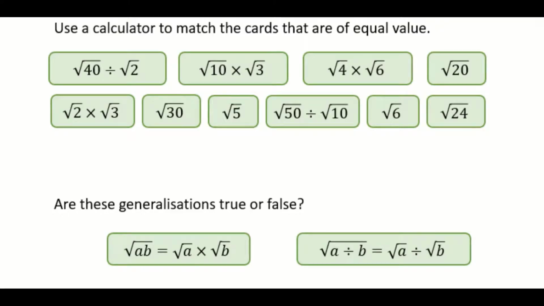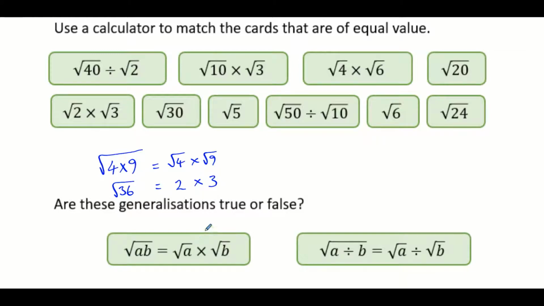Pause the video and have a look at these calculations. You should have found that these two generalisations are in fact both true. It's not very easy to prove it, but we can just show with some examples. For example, let's say A is 4 and B is 9. So we'd have 4 times 9, which is 36 on the left, square rooted, and on the right we'd have the square root of 4 times the square root of 9. So the square root of 4 would be 2, and the square root of 9 would be 3, so the square root of 36 is 2 times 3, which is 6.